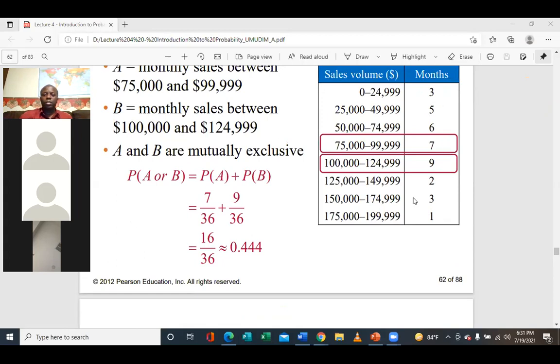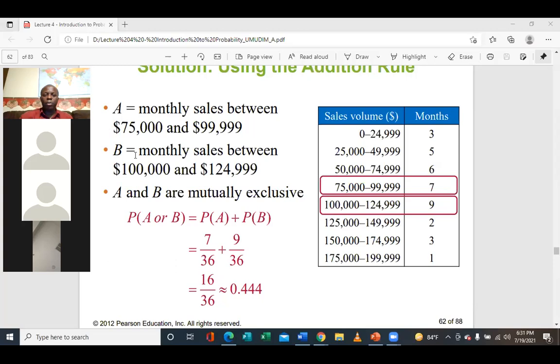Okay. So now probability of A or B becomes probability of A, which is this level, and it is 7 out of 36. Probability of B will be 100 to 124,999, which is 9 out of 36. Again, how do we get 36? By adding all these months. If you add all this in your calculator, you get 36. So the probability of A or B becomes the probability of A plus the probability of B, which is 7 out of 36 plus 9 out of 36. So this we can do on a calculator.